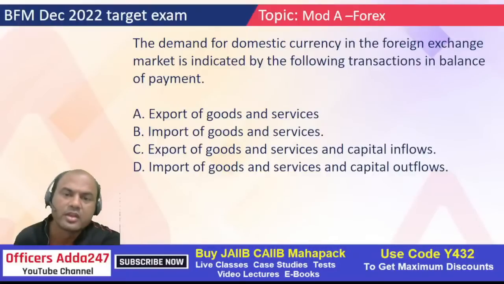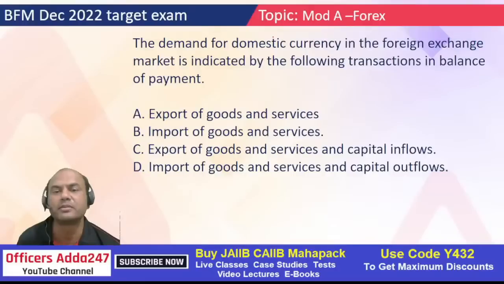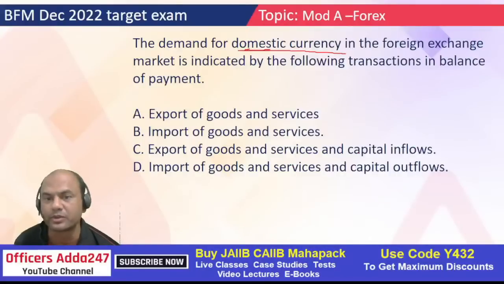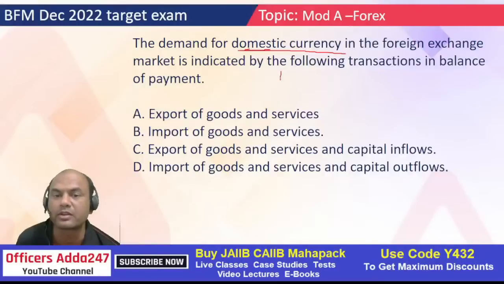The demand for domestic currency in foreign exchange market is indicated by the following transactions in the balance of payment. Any foreign currency means demand for domestic currency. Suppose, let's say, rupees. So demand for rupee in foreign exchange market will be indicated by what? Export of goods and services and capital inflows, or import of goods and services and capital outflows. So when will my rupee be in demand? My rupee will be in demand when my economy grows.